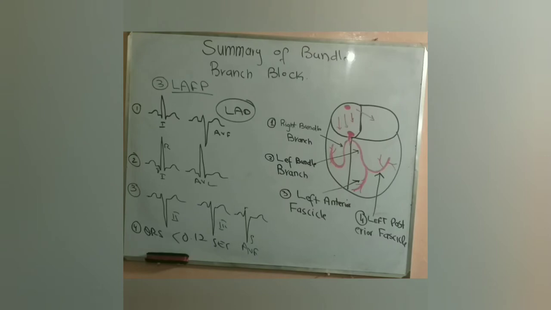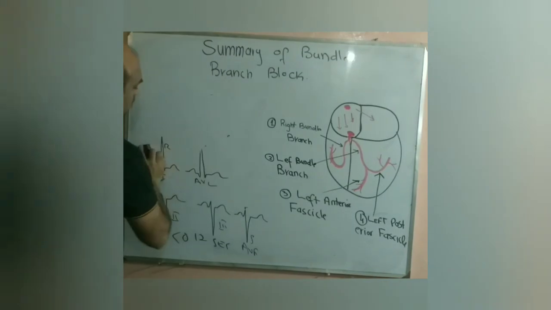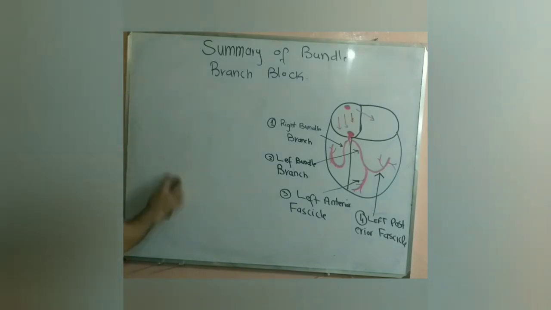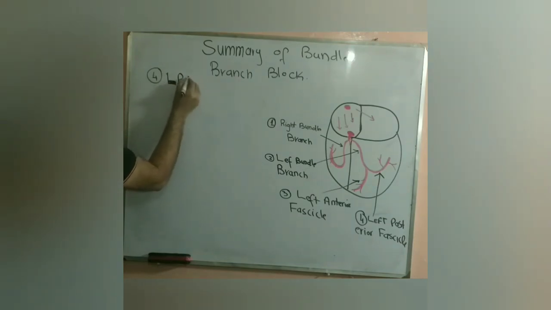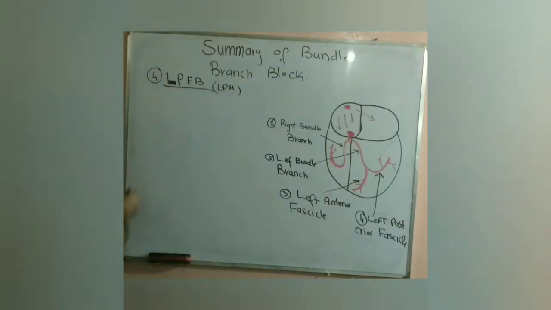Now let's see what will be the findings in the left posterior fascicular block. The fourth one is left posterior fascicular block. In the past it used to be known as left posterior hemiblock. What are its characteristics on the ECG? Number 1, there will be a right axis deviation.